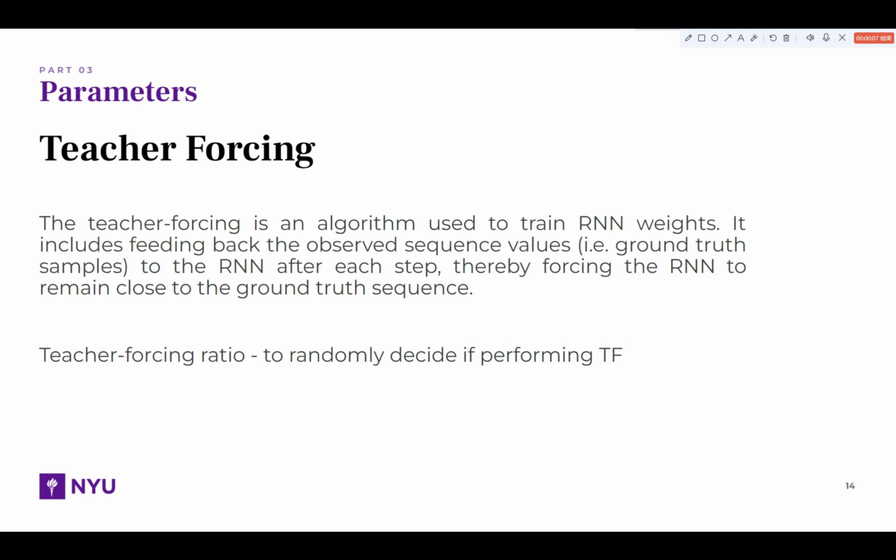After the model is built, there are some parameters and loss functions to choose from. The first one is teacher forcing, which is a new concept for us. Teacher forcing is an algorithm used to train RNN weights. It includes feeding back the observed sequence values, in other words the ground truth, to the RNN after each step, thereby forcing the RNN to remain close to the ground truth sequence.